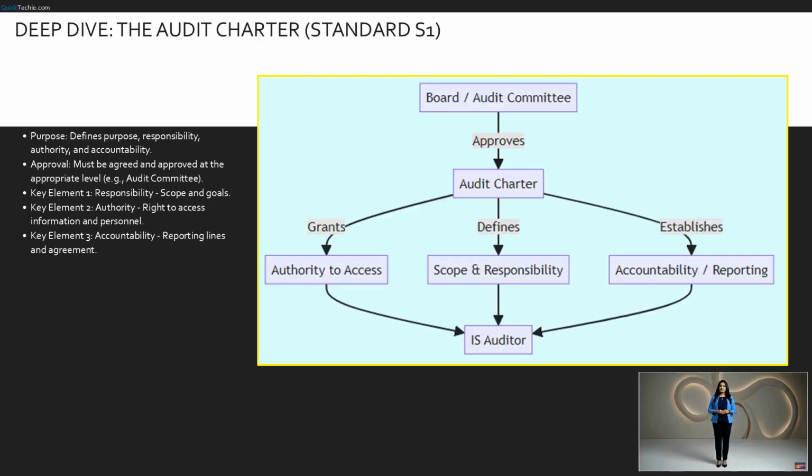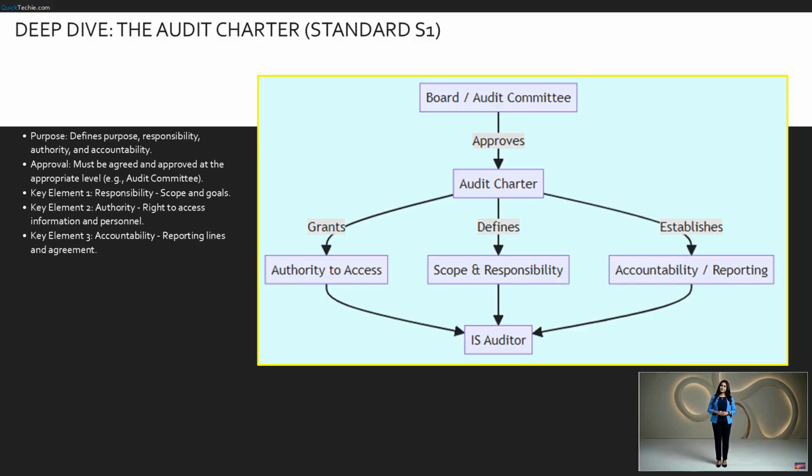Let's deep dive into the document that starts it all. The Audit Charter, governed by Standard S1. Without this, you have no power. The Charter documents the internal audit function's purpose, responsibility, authority, and accountability. It must be approved by the highest level, typically the Audit Committee.